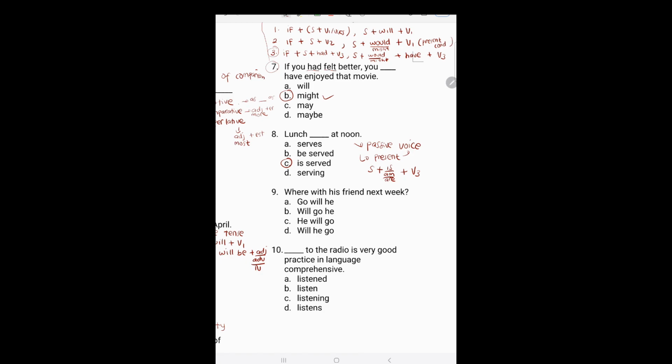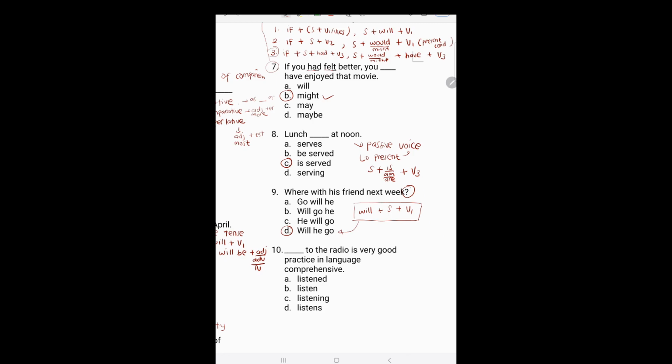Number 9. We're with his friend next week. So in this sentence, you should find the correct statement for the interrogative form, or interrogative sentence. So actually, the auxiliary verb will precedes the subject he. So subject and then verb 1. So the best answer for number 9 is D.